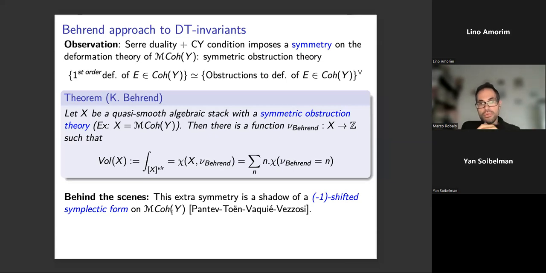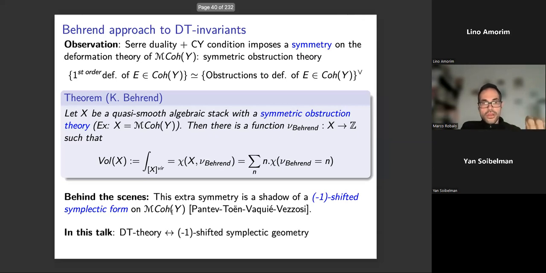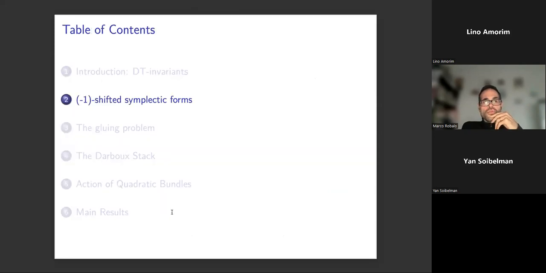This was later observed by Pantev, Toën, Vaquié, and Vezzosi in their paper on shifted symplectic structures. And this is the direction I will try to pursue in the talk: from this perspective, the symmetry that allows Donaldson-Thomas theory to make sense comes from this -1 shifted symplectic geometry. I'll come back to Behrend's function in some slides. For now, I just wanted to make a quick survey of -1 shifted symplectic forms.